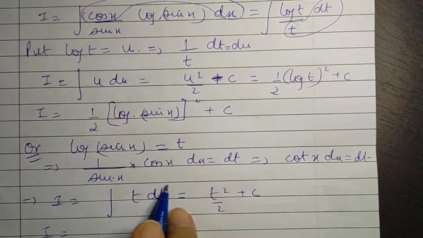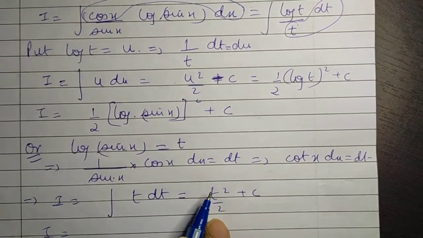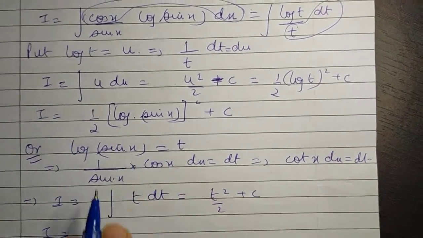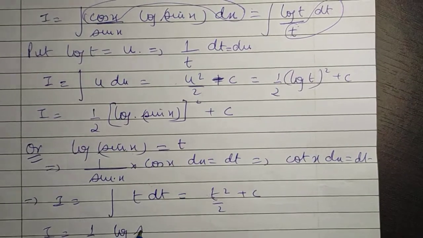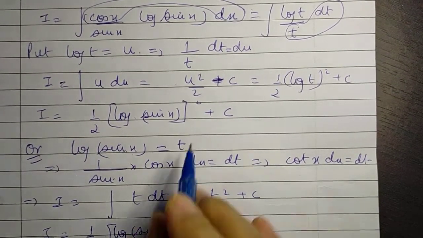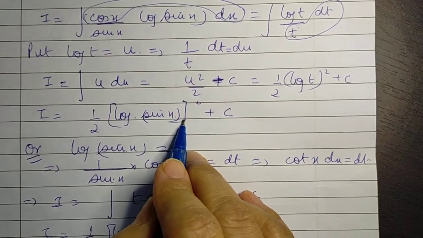Now only substituting once, we get, t is what? Half of (log of sin x) whole squared plus c, which is the same answer as obtained here.